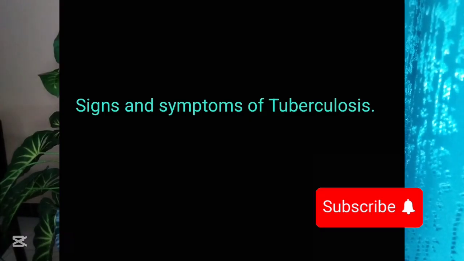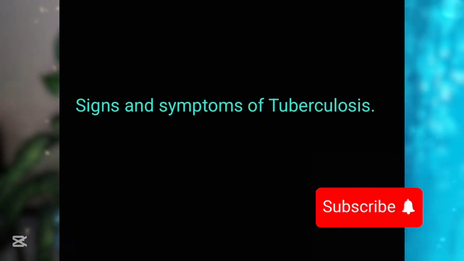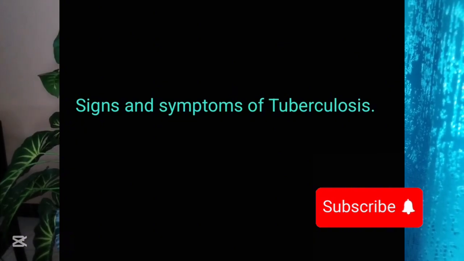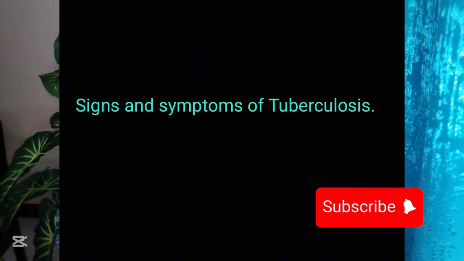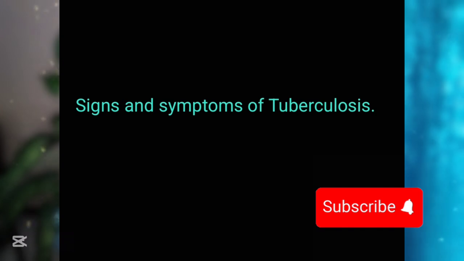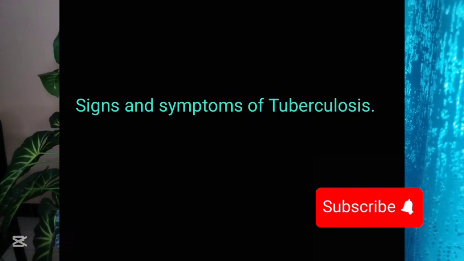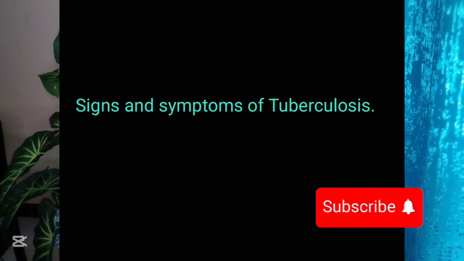The signs and symptoms of tuberculosis include a low-grade fever, and this fever tends to increase in the evening. That is, the body temperature of the affected individual tends to become higher during the evening time. Loss of appetite, weight loss, cough lasting for more than 2 weeks, hemoptysis, that is coughing up of blood, chest pain, general body weakness, chills and night sweats.